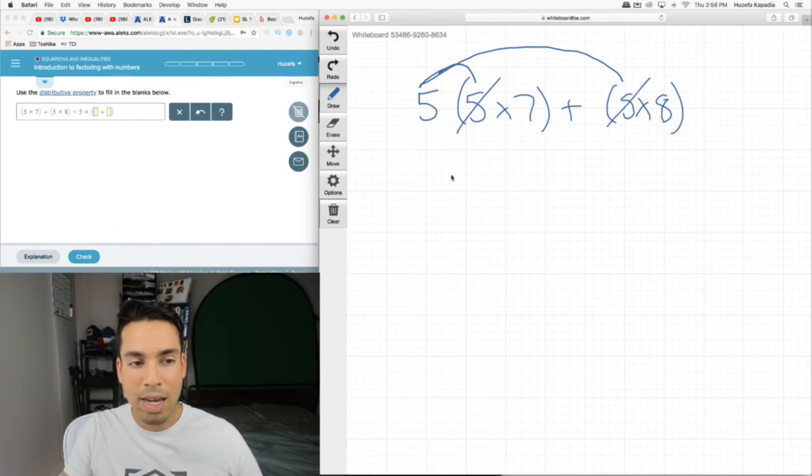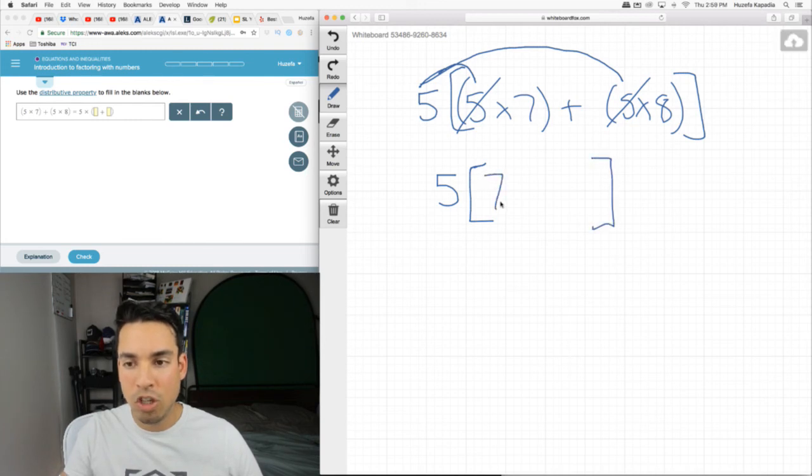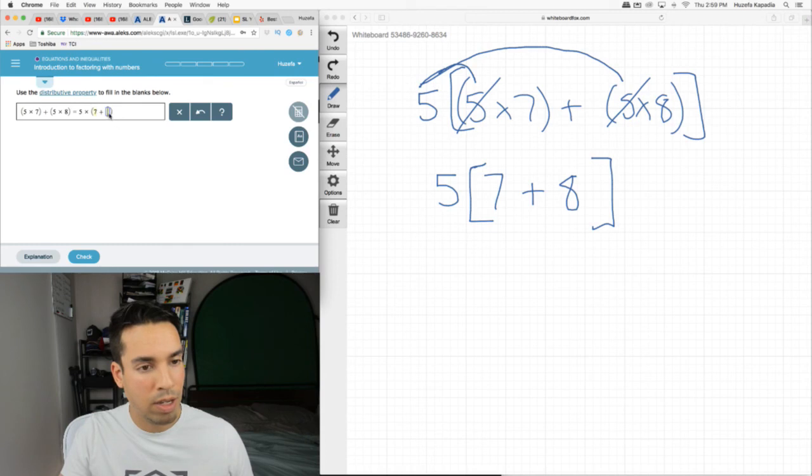So if we do that, now we've got a 5. And we've still got this expression that we're adding up. But we've pulled the 5s out of each of these pieces. And so what's left is now just the 7 and just the 8. And this is what's called factoring. So when we pull that out, we've got a 7 and we've got an 8. Why are we doing this?